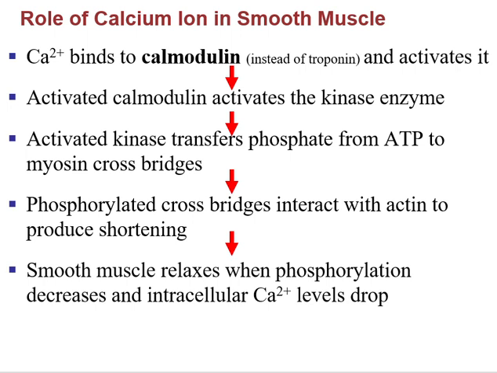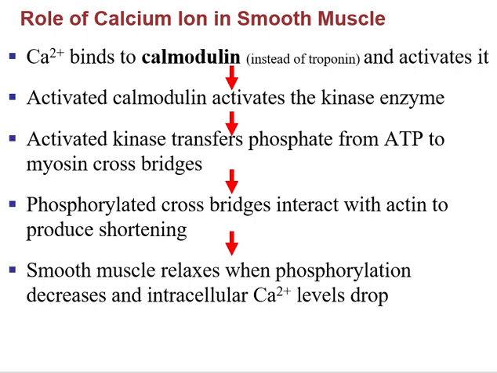It's calmodulin that activates another enzyme called a kinase enzyme, which transfers a phosphate from ATP to myosin cross bridges. That leads to the phosphorylated cross bridges interacting, and the actin and myosin overlap produces shortening. Then smooth muscle relaxes when the phosphorylation decreases and the intracellular calcium levels drop, as the calcium is actively pumped back into the sarcoplasmic reticulum and out of the cell back into those caveoli.